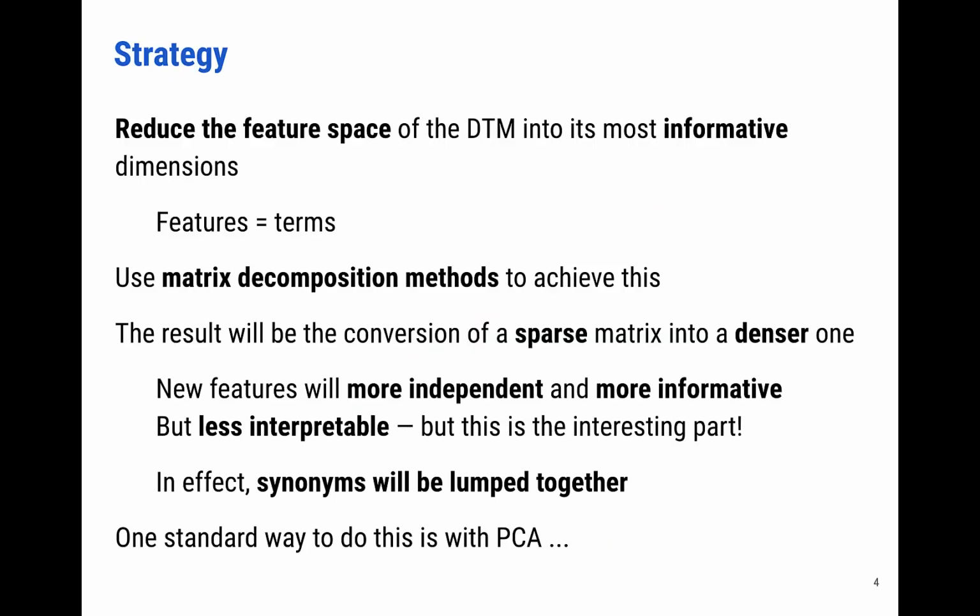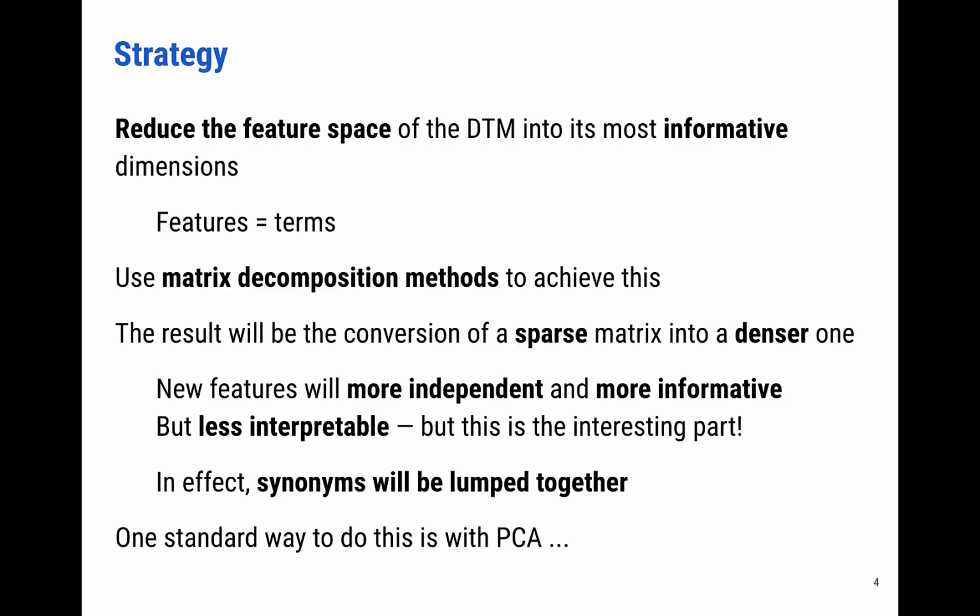So a strategy for doing this is to reduce the feature space of our document term matrix and just keep its most informative dimensions. It's kind of like the way we reduce the feature space of words by just keeping the most significant words. Now we're interested in keeping dimensions that are tied to the words that are most informative. All right, and here by feature space we mean term space or word space. We're talking about the word vectors as opposed to the document vectors. We can use matrix decomposition methods to achieve this.